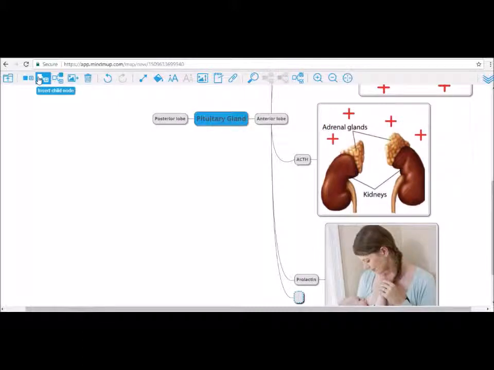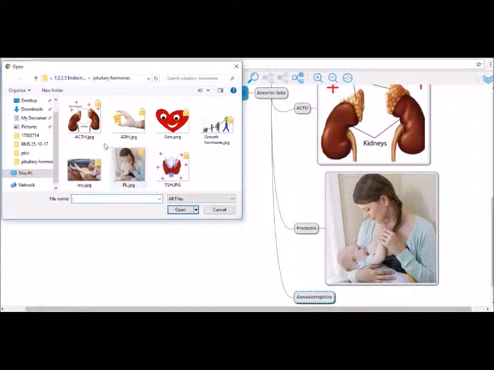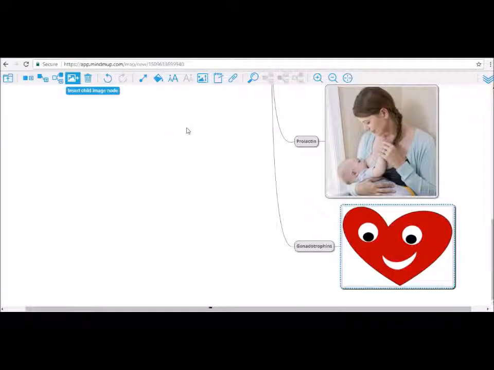And then the last hormones that we're going to talk about from the anterior lobe of the pituitary gland are actually a group of hormones. They're called gonadotropins. And these are what we're probably better known as the sex hormones. And they're produced by the pituitary gland with the aim of encouraging our reproductive organs to develop just before and during puberty.